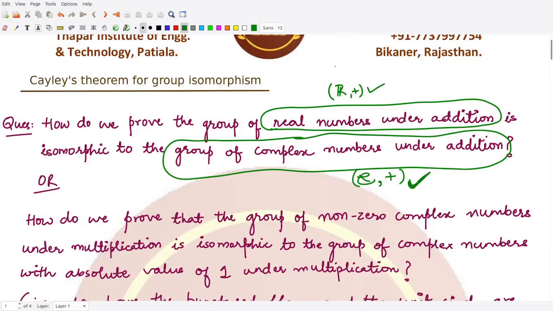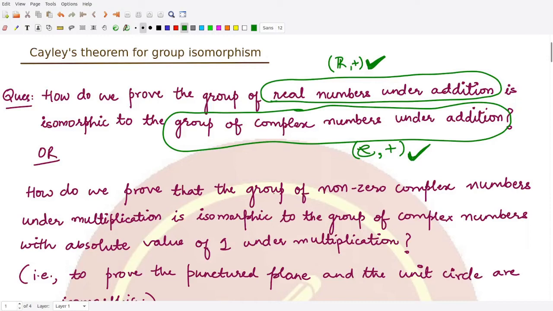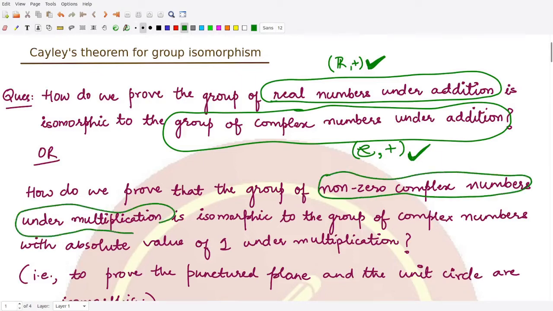This is one thing. So that means we need to find a mapping such that it is 1-1, it is onto, it is order preserving, right? So in other words, we have this question: can we prove or disprove that the group of non-zero complex numbers under the operation of multiplication, this is one group, all non-zero complex numbers under multiplication.